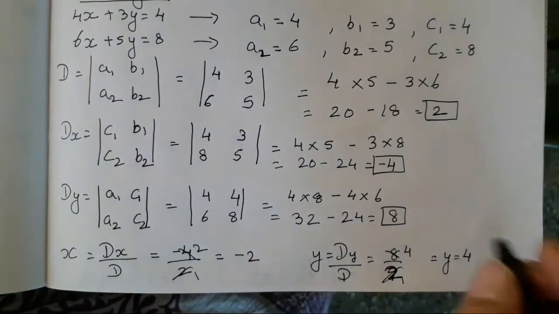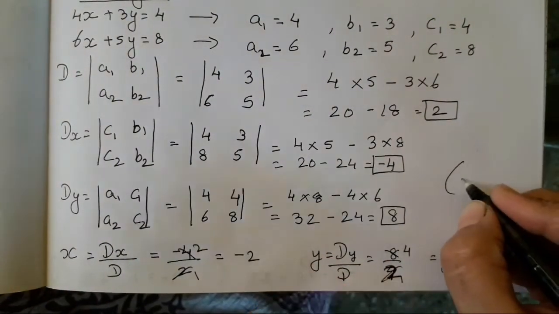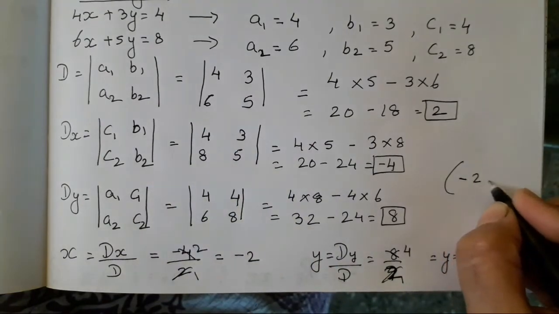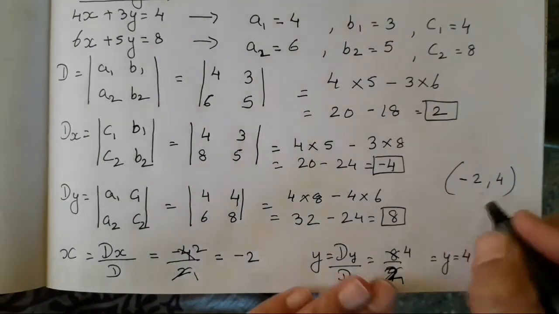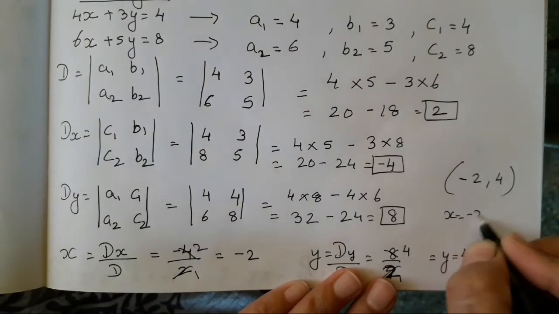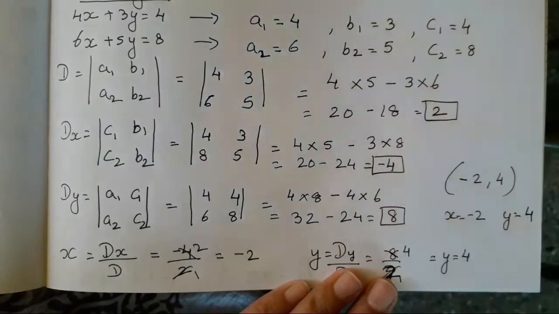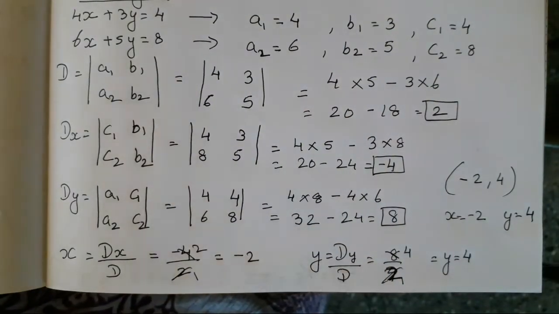So what is the solution? The solution is going to be minus 2 and 4. This is your x and y is 4. Got it, children? Wasn't it easy? Let's solve the next sum.